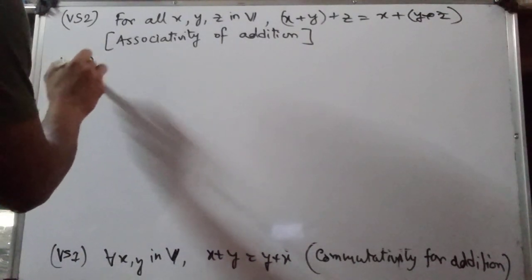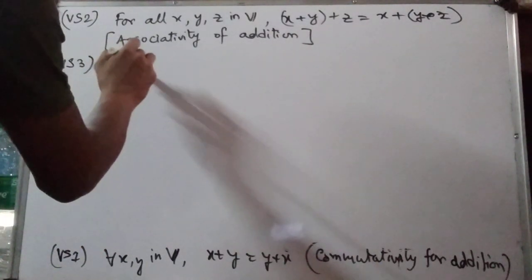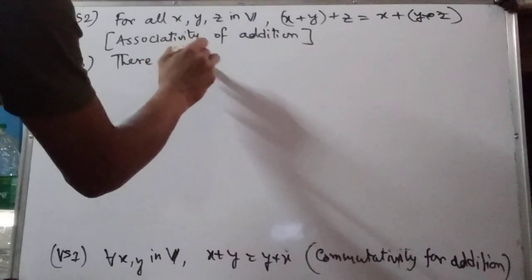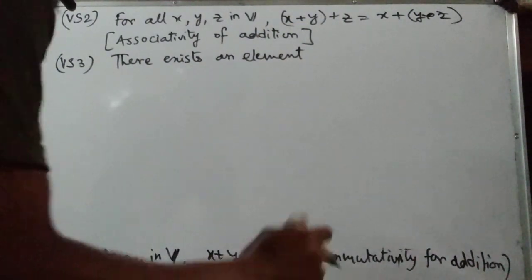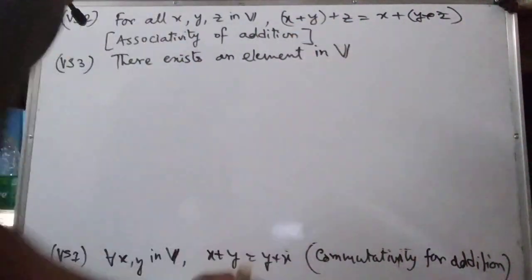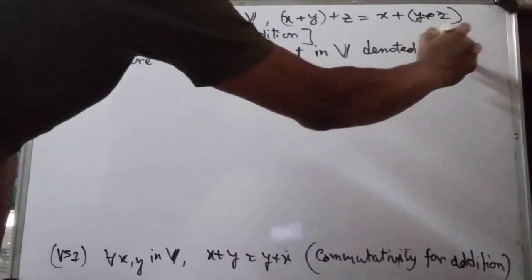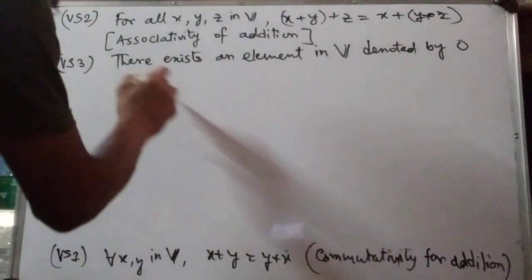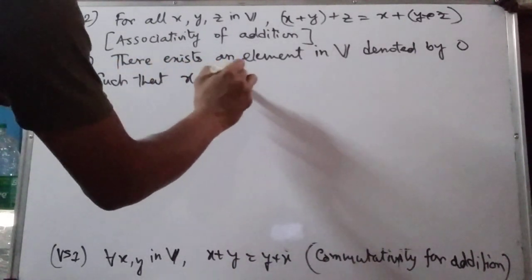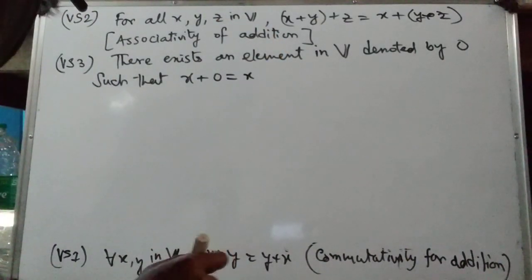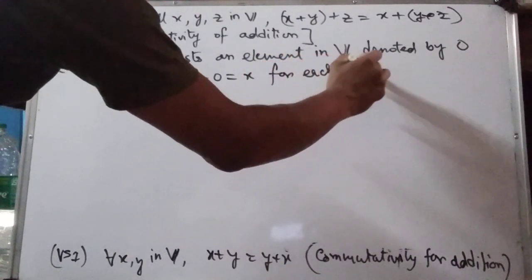Next, VS 3: there exists an element in V denoted by 0 such that x plus 0 equals x for each x in V.